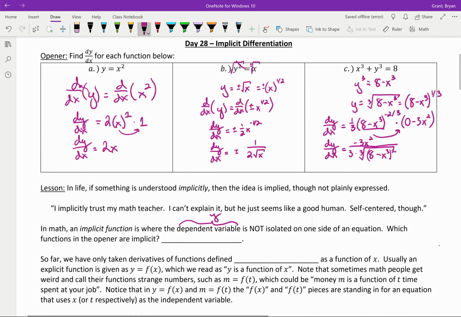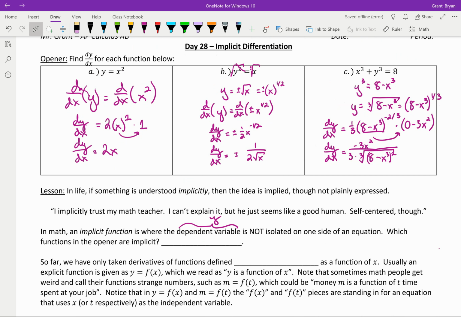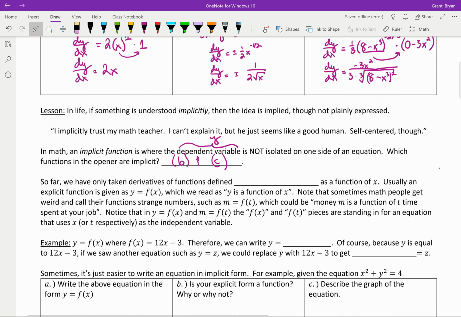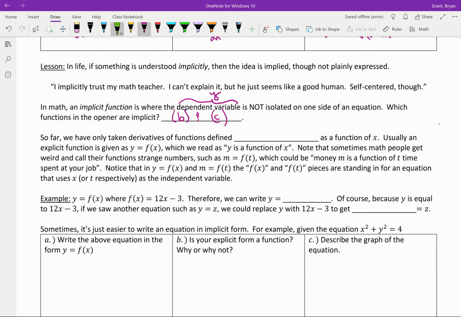So which functions in the opener are implicitly defined? Well, that would certainly be b and c. Now, we did eventually find an explicit definition for them, right? When we isolated y, these are our explicit forms, but in blue up here, I'll show you the implicit forms. Okay. Now, so far, really all the way up through today, we've only taken derivatives of functions which are defined explicitly as a function of x. So usually an explicit function is given as y equals f of x, which we read as y is a function of x.